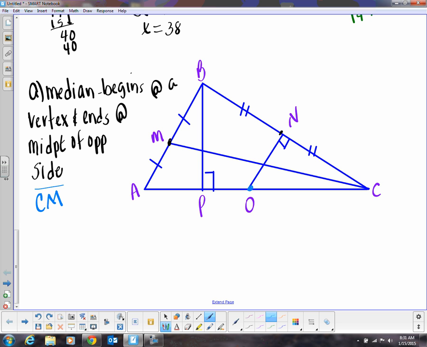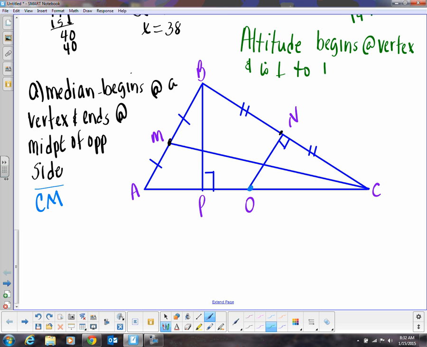Okay? We're not finished. We need to do altitude. So what is an altitude? Where does it begin? At a vertex. Perpendicular, right? And is perpendicular to the line containing the opposite side. We say that for the obtuse ones.